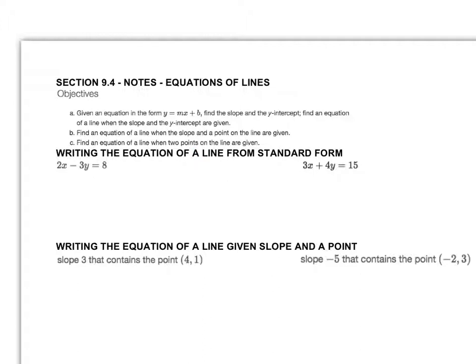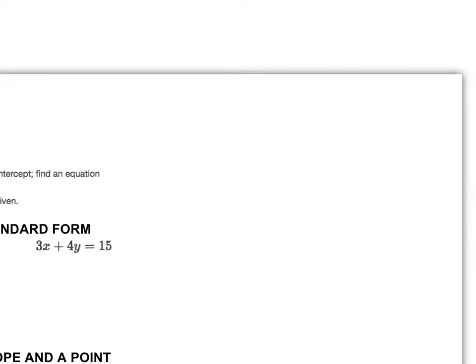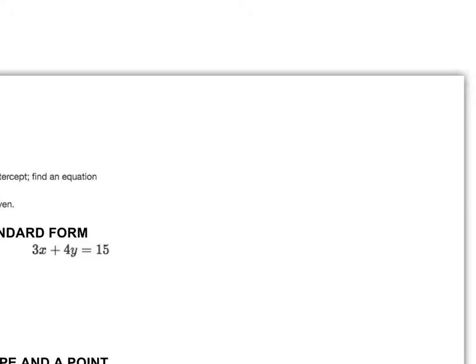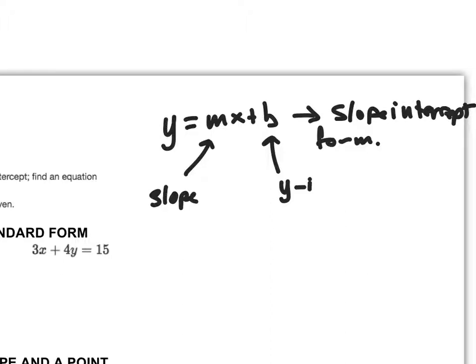But what we're really concerned about here is using this equation of y equals mx plus b. Okay, this is what I call slope-intercept form, where my m is my slope, and my b value is my y-intercept. Okay, and remember the y-intercept is where the line crosses the y-axis.